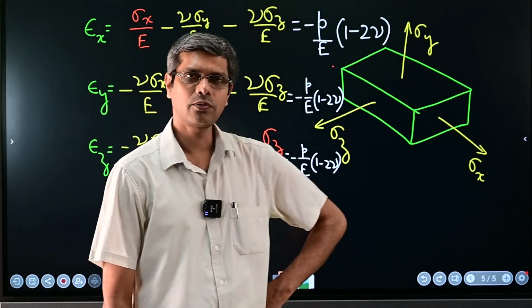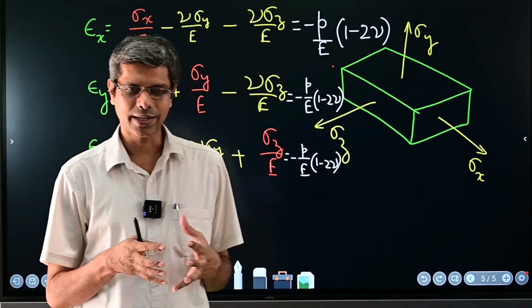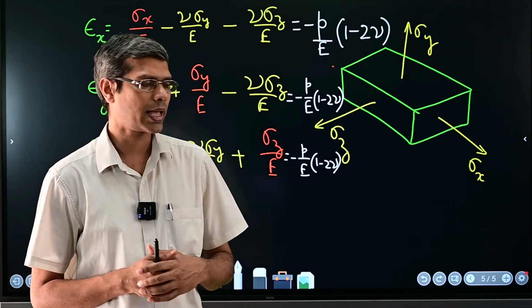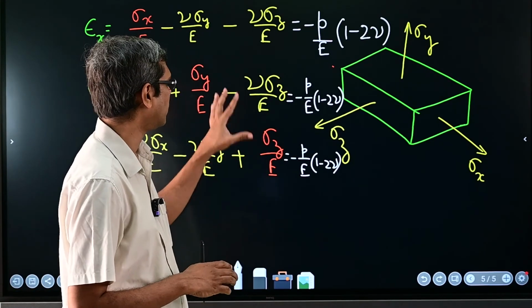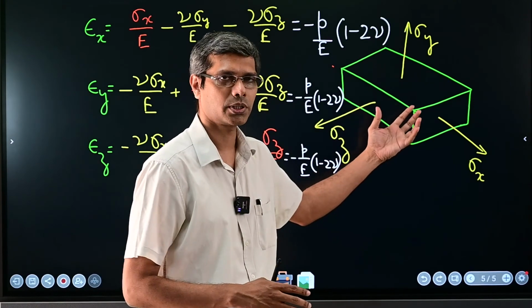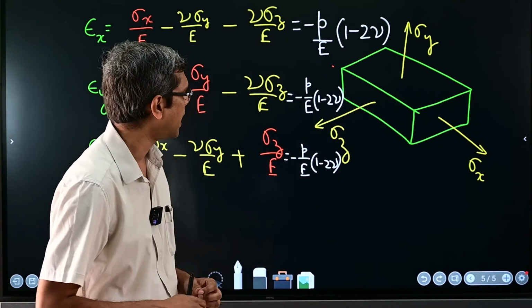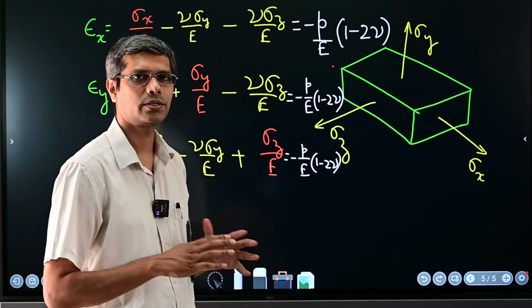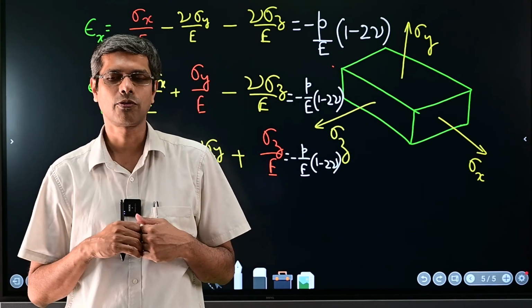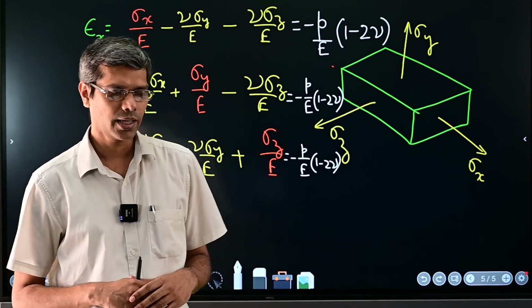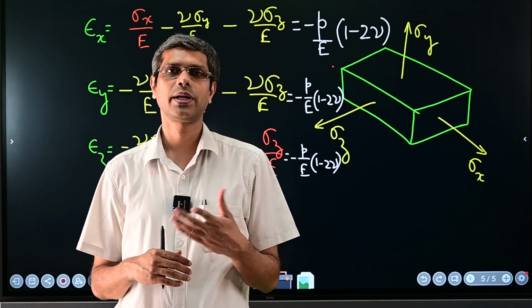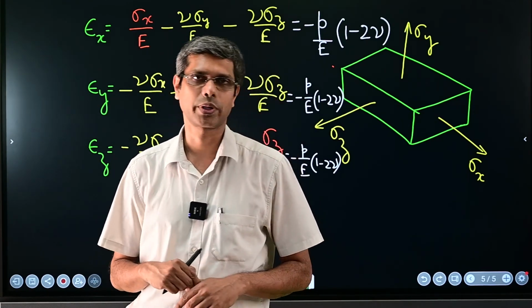So that was the concept of lateral strain when you apply axial loadings. This kind of situation is called multiaxial loading, and this is called the generalized Hooke's law, at least the Hooke's law for normal stresses and strains. We'll stop in this segment and see you in the next segment with another topic. See you.